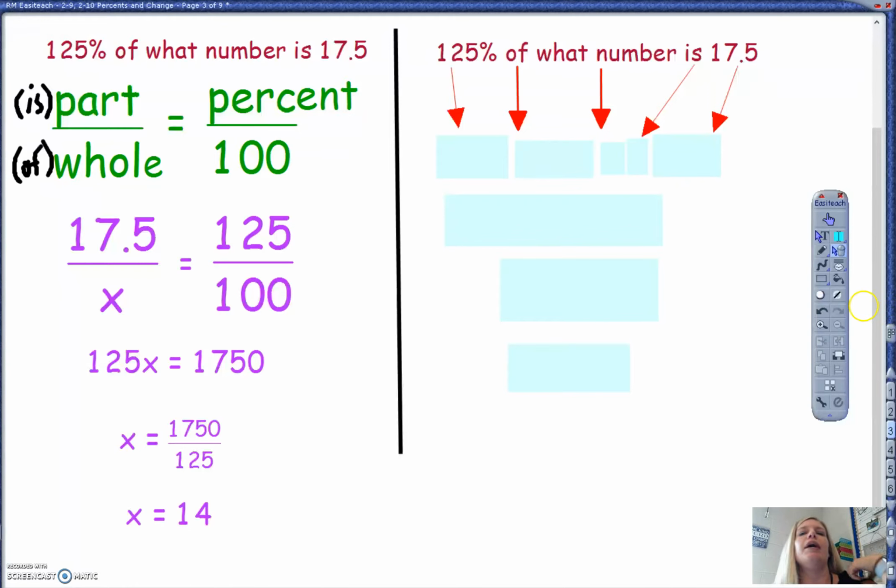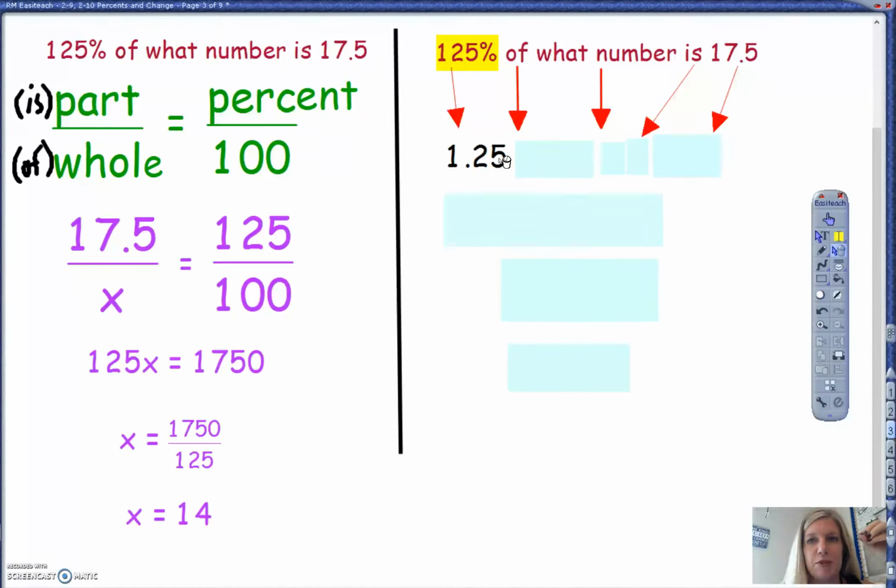Now, if we were to do this the equation way, what gets tricky is that you have to remember you can't work with a percent in the equation. You actually have to change your percent to a decimal. So we're going to translate this given sentence. 125% we're going to translate to a decimal, 1.25.